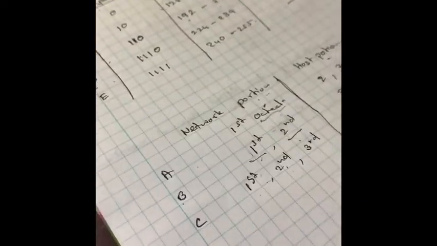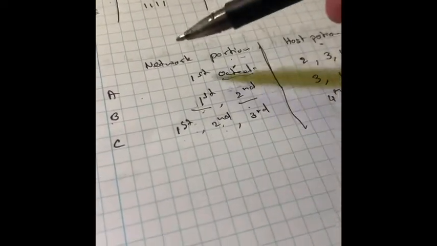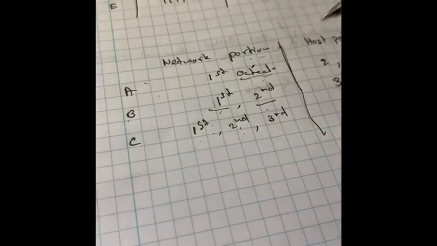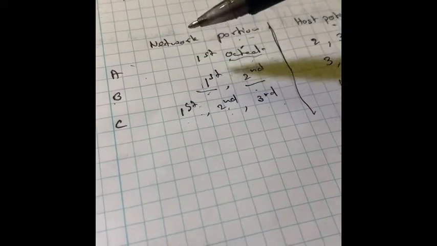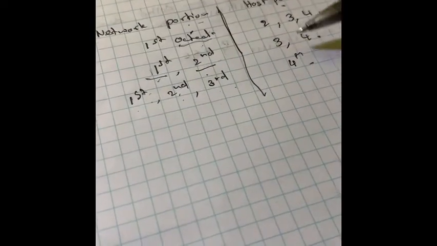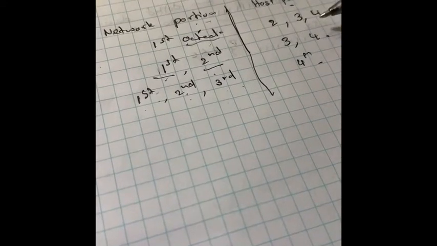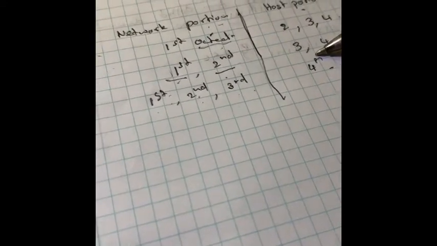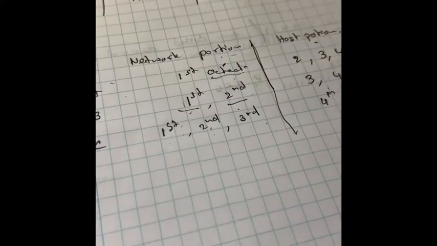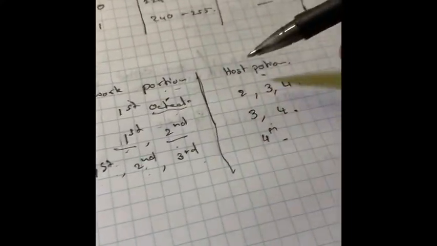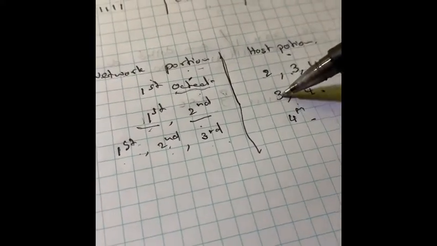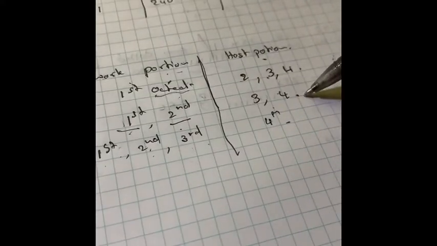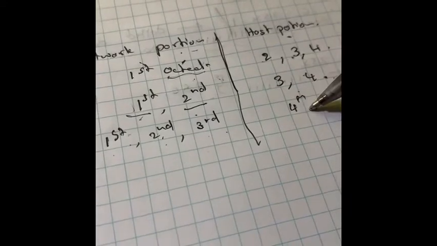So you can see in class A, B, C, going down from class A to C, the network portion increases. Going down from class A to C, again, the host portion decreases. So class A can have 3 octets worth of hosts, class B can have 2 octets worth of hosts, class C can have 1 octet worth of hosts.